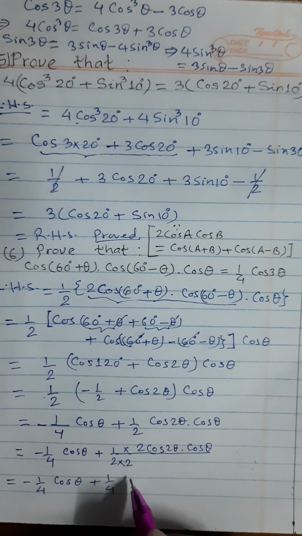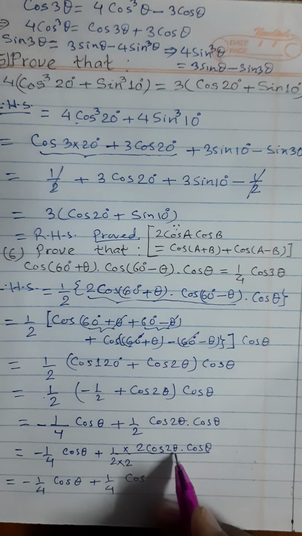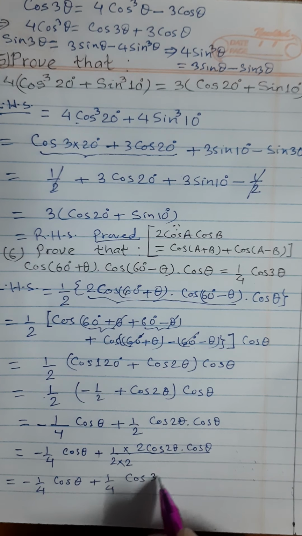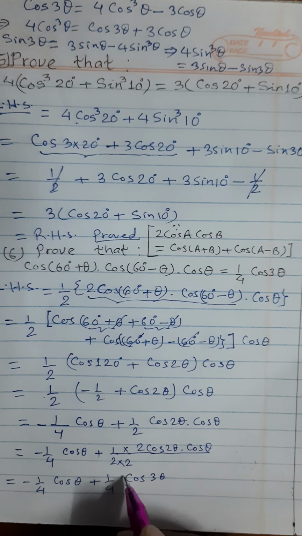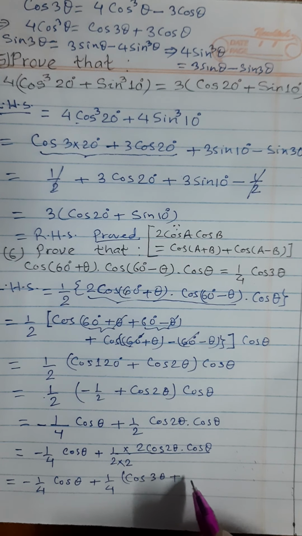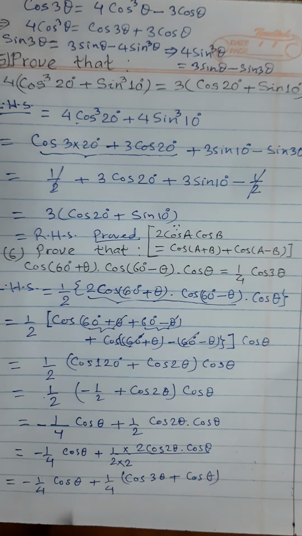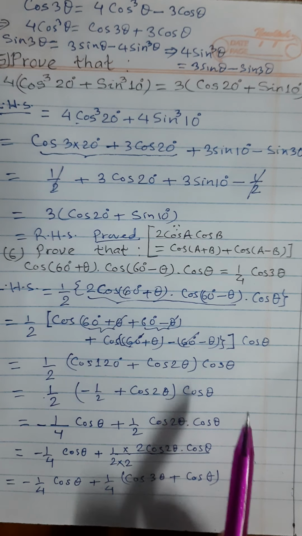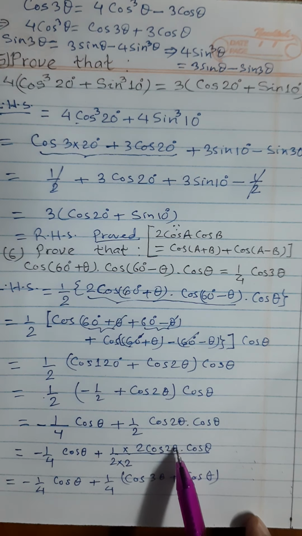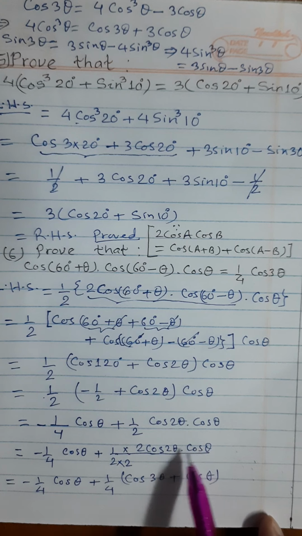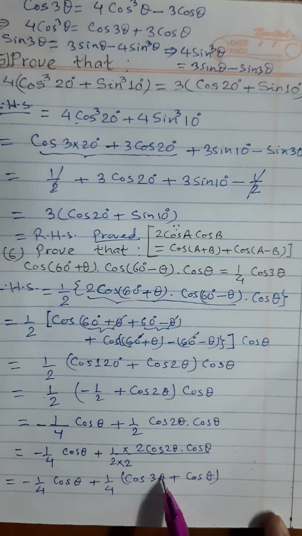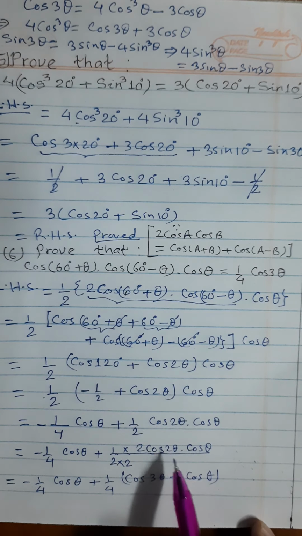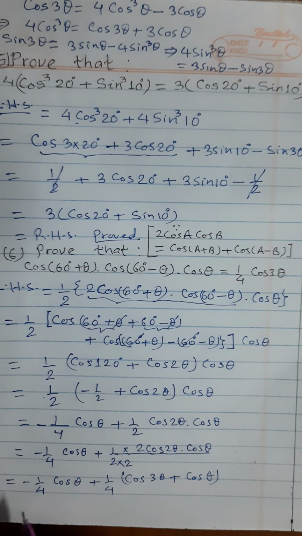Again cos A plus B, that is cos in place of A, 2 theta plus theta, that will be 3 theta, cos A plus B, plus cos A minus B, 2 theta minus theta, it will be theta. Okay, I have written it directly. So here in place of A we have 2 theta, in place of B theta, so cos A plus B, 2 theta plus theta, 3 theta, cos A minus B, 2 theta minus theta, theta.